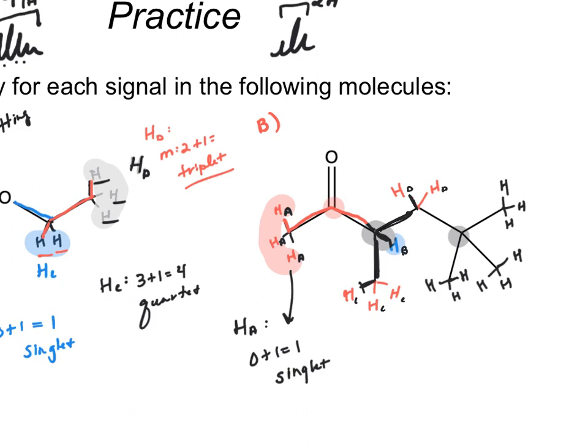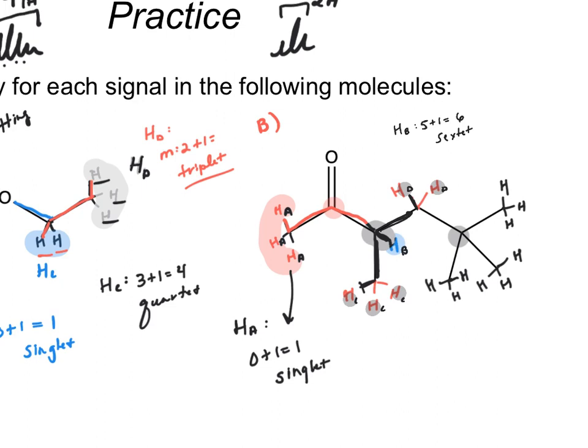Okay, so HB is going to have kind of a complex signal. We'll talk about this in a second. In general, though, you're going to count these guys as the same, as they're going to have the same overall effect. So we've got 1, 2, 3, 4, 5 that are going to split HB. So this is 5 plus 1, which gives us 6. So this is a sextet.